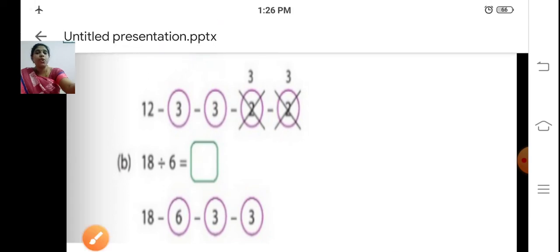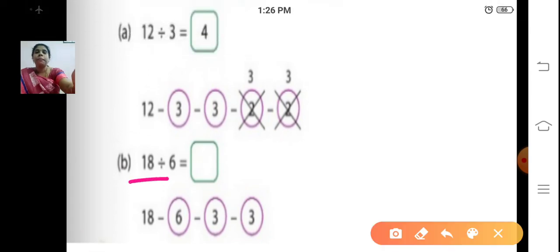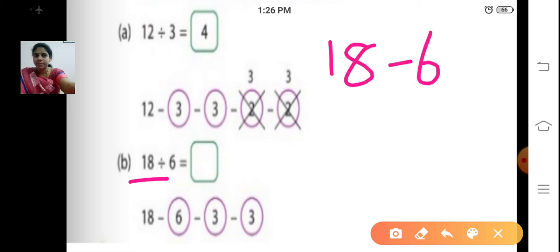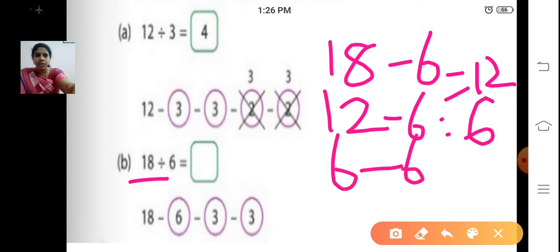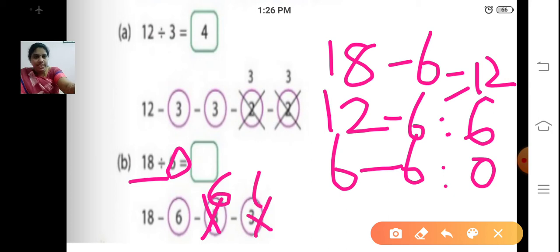So what you have to do? You are going to subtract these two. The first step is 18 minus 6. Again we have to subtract 6, so we will get an answer, right? From this answer you are going to subtract 6 more. So again the answer is 6. From this 6 again you are going to subtract 6. So the answer is 0. So what number should come here? Cross this, write 6. Again cross this, write 6.